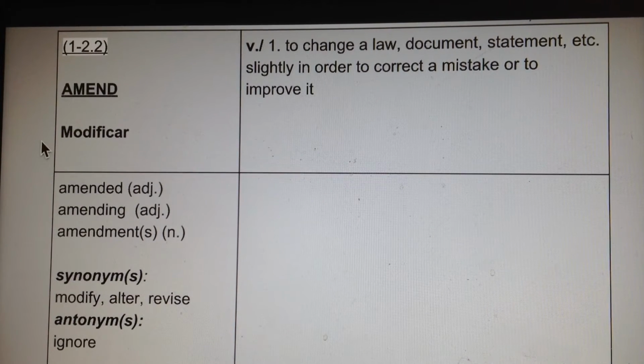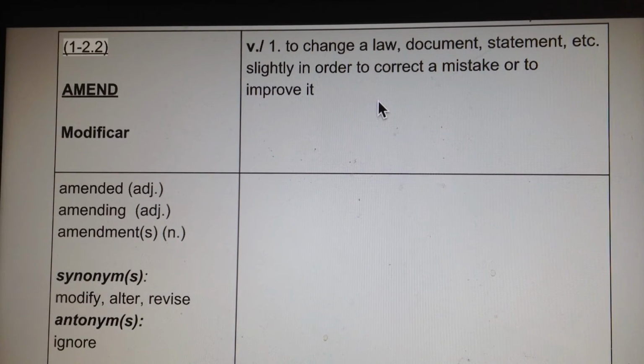Amend has two syllables, a-mend. And the emphasis or stress is on the second syllable, mend. You can see this Spanish translation, modificar, which is really the Spanish word for modify, which is a synonym of amend. We use it only as a verb, meaning to change a law, document, statement, etc. slightly in order to correct a mistake or to improve it.